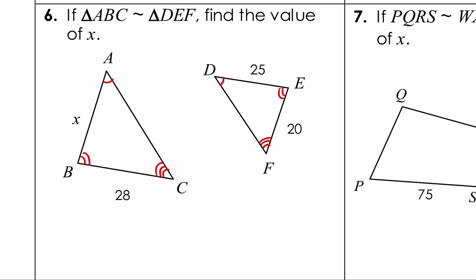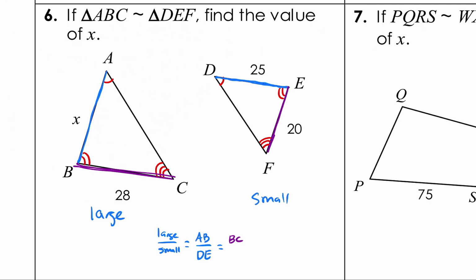So if I look here, I have AB. AB is X, right? So what corresponds with AB? Right? So if we look here, it's DE, isn't it? So I'm going to put, this one's the large one, this was the small one, so I'm going to choose to put large over small. And so AB over DE, because those are the corresponding sides, should equal, let's look at the other side, we have BC, right? BC, and what does that correspond to? EF.